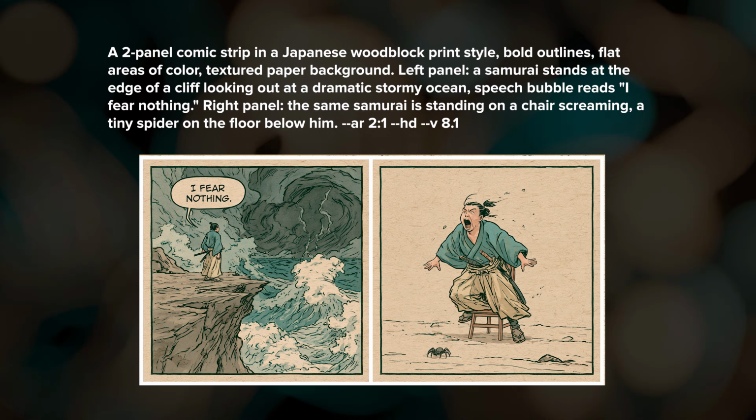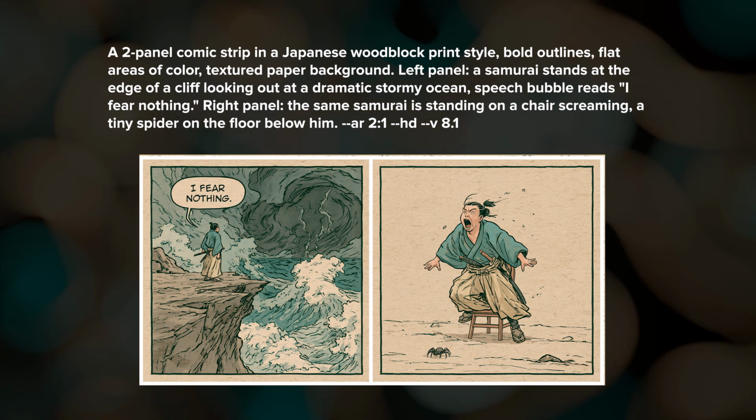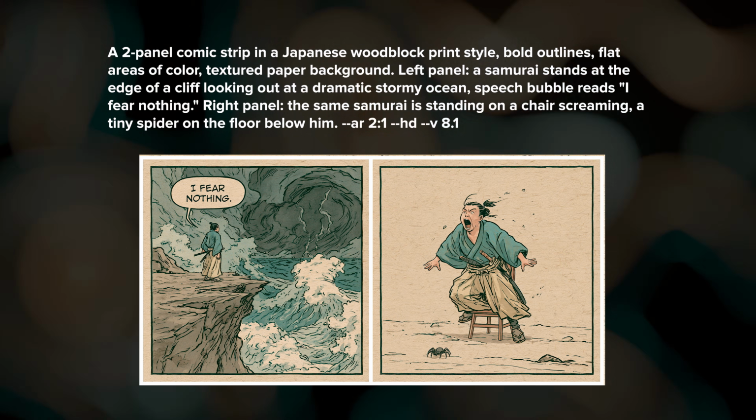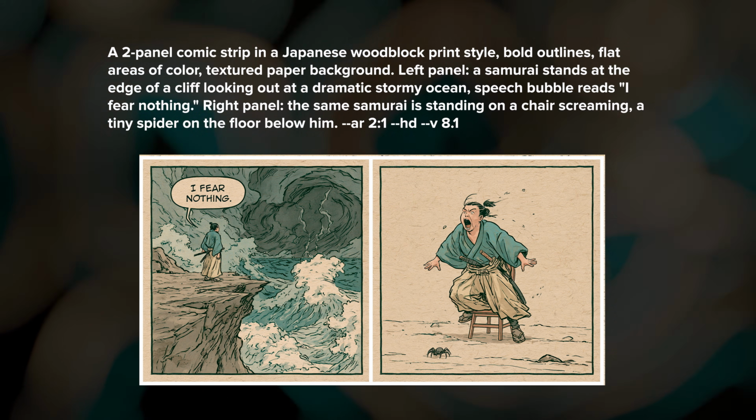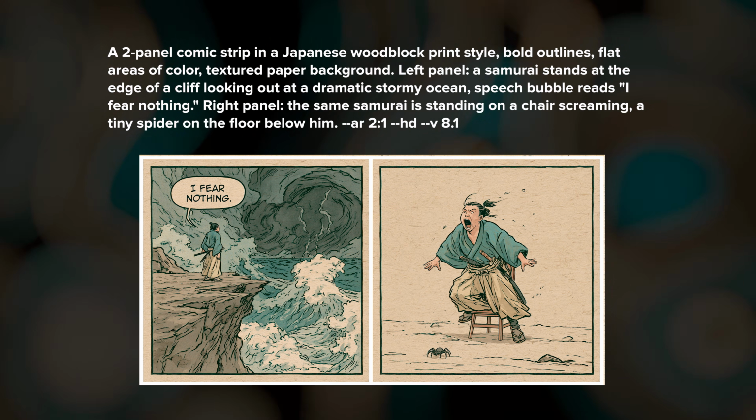Pretty straightforward, but the way that you describe what goes into each panel can make a pretty big difference, and that's what I want to show you with these next examples. Our first example is a 2-panel comic, so we're starting off easy, and it's in a Japanese woodblock print style. A samurai looks out to sea and says he fears nothing, and then he's standing on a chair, terrified of a tiny spider on the floor.